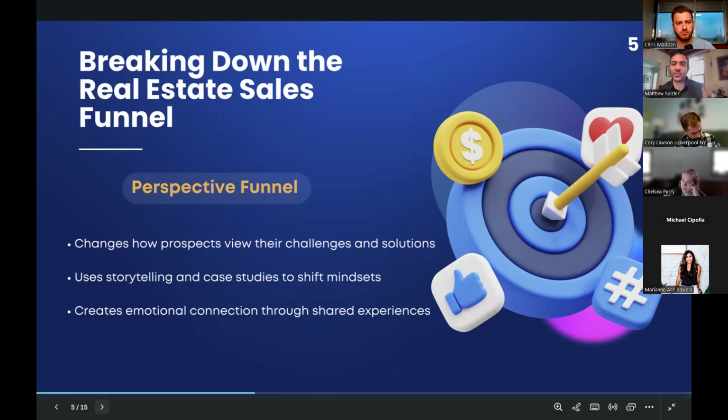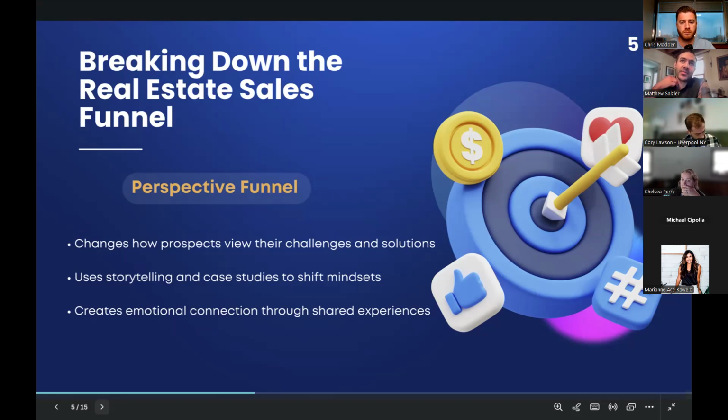So it's leaning into storytelling and how you can present yourself and become more relatable to your audience. You can shift perspectives and get people to feel more comfortable coming to you through your stories and how you relate to potential clients.